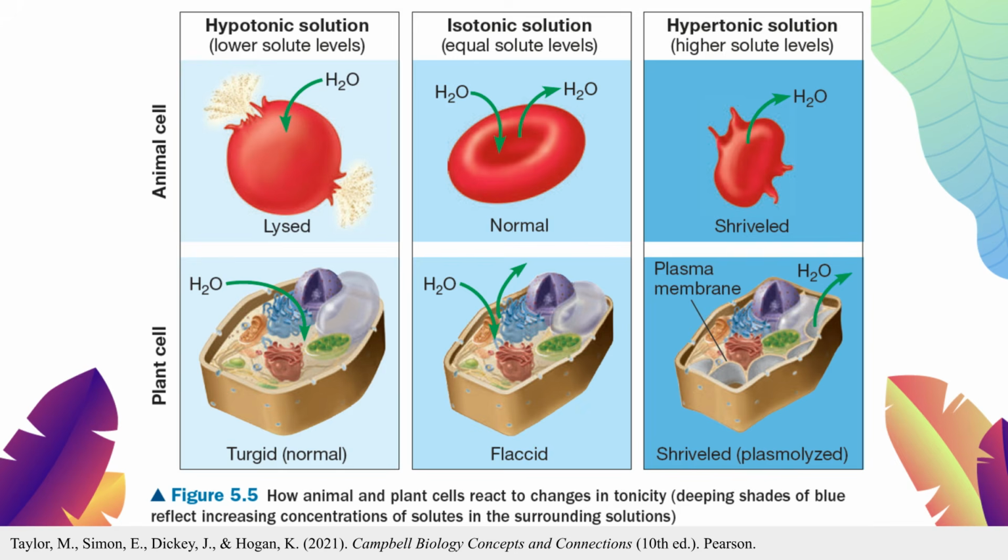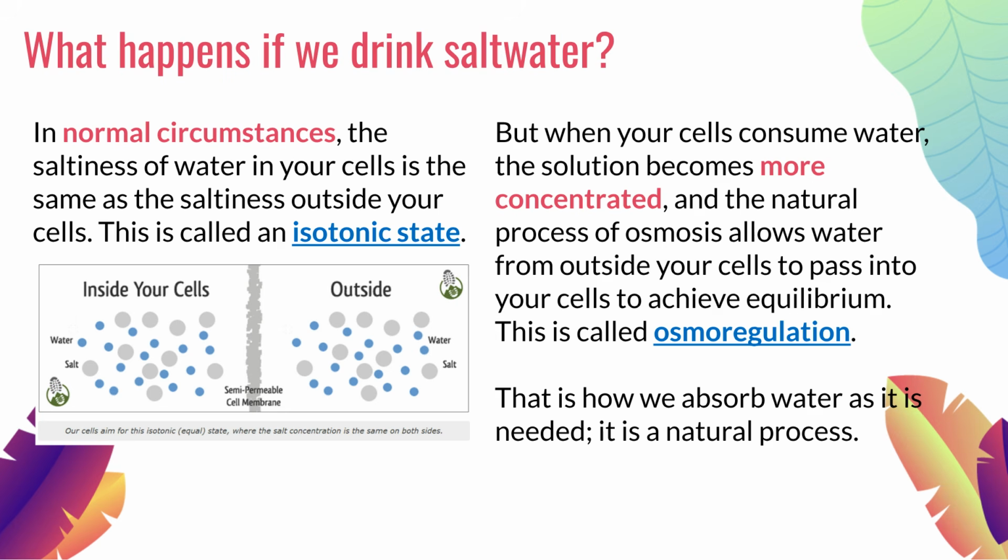Overall, plant cells are protected by a cell wall, while animal cells are more vulnerable to changes in their surrounding environment. Under normal conditions, your cells exist in an isotonic state, meaning the solute concentration inside and outside the cell is balanced. Osmoregulation is the process by which the body maintains this balance by controlling water movement. This is how your cells absorb water when it is needed.